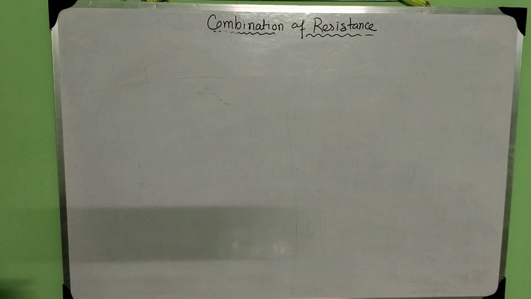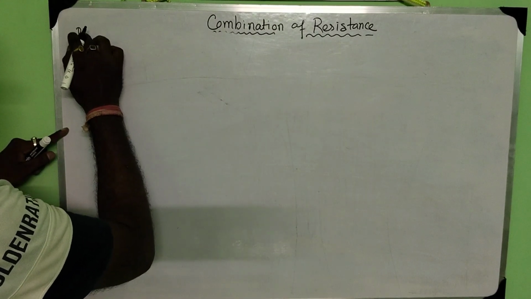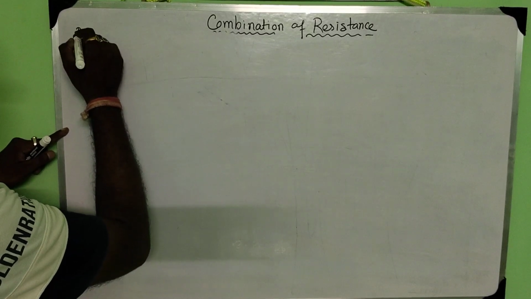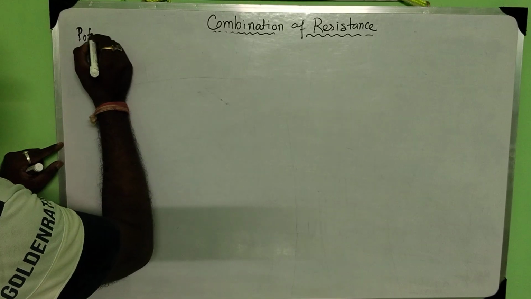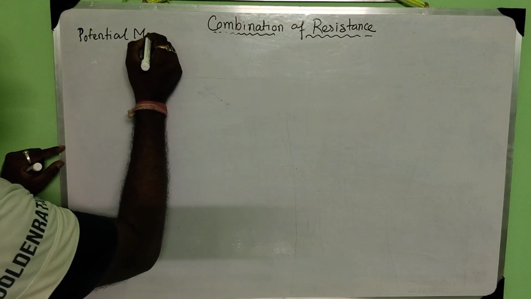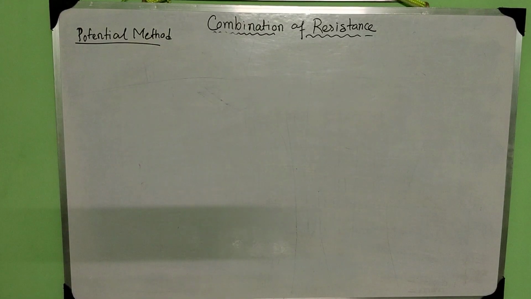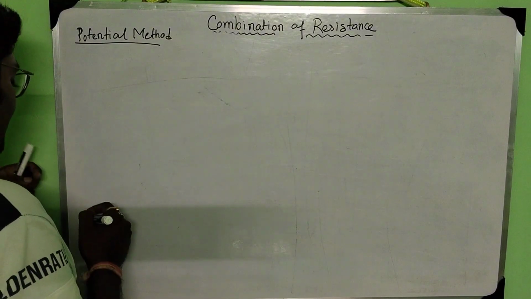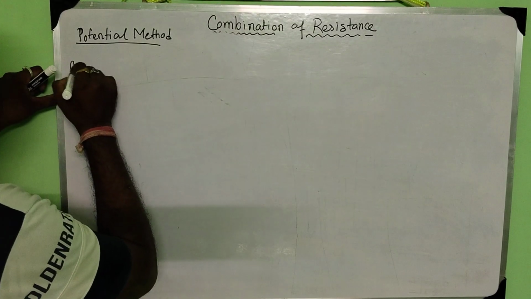Okay, now this is the method that we will use to find out which one is series and which one is parallel. That is the potential method. Many complex circuits can be easily solved through this potential method. Let's take a simple example. First question.